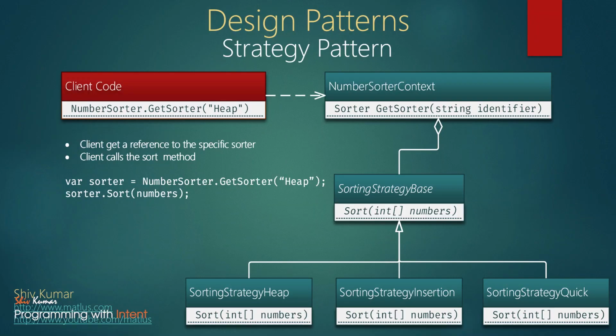And what we have is the client code that has a dependency on the number sorter context. In other words, it uses the number sorter. The context is a term from the strategy pattern, but typically you don't name things context, but for the sake of this discussion, I'm going to use the word context so that you understand that that's the context part of the strategy pattern. Now the context in turn is, in this case, the hollow diamond is indicating an aggregation.